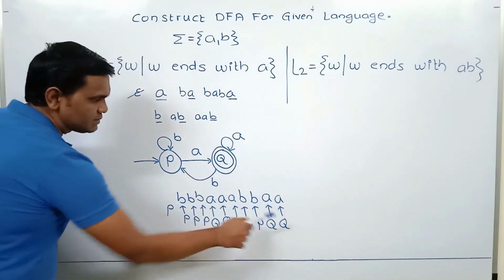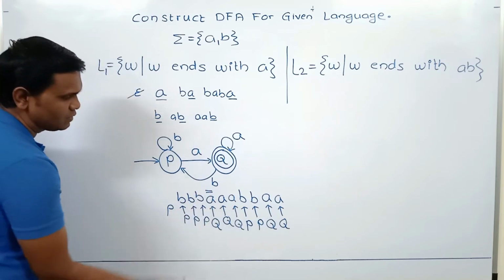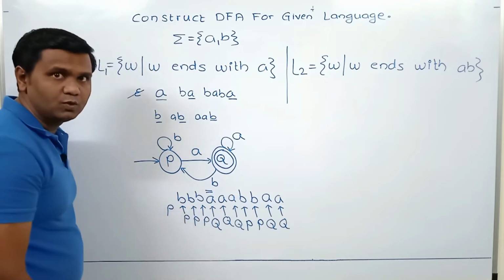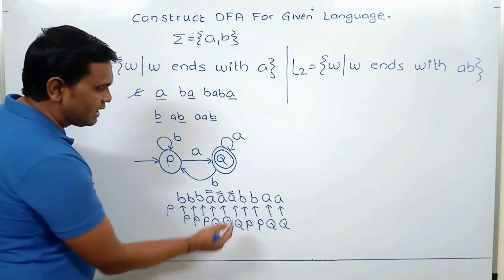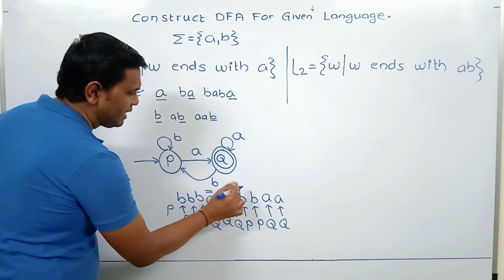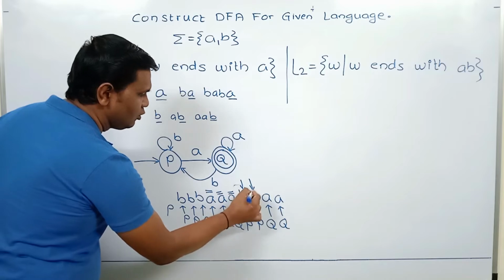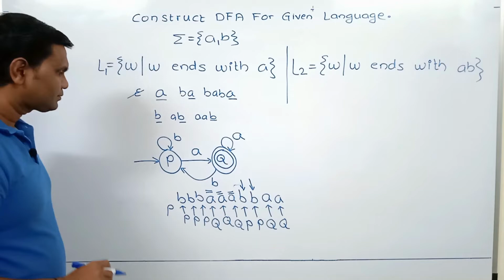So if you see this processing, whenever the last symbol is A, it is going to final state Q, and whenever the last symbol is not A, it goes to non-final state P. So this is the basic logic.